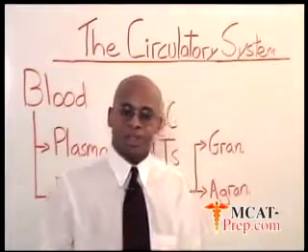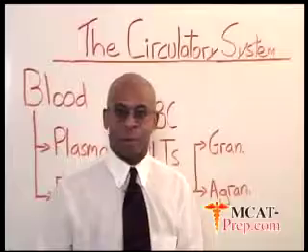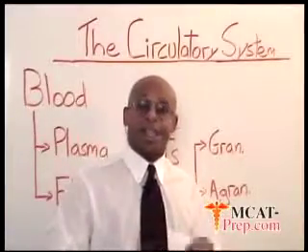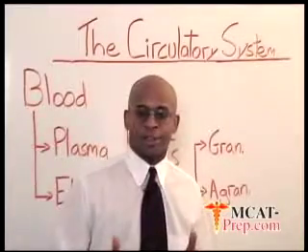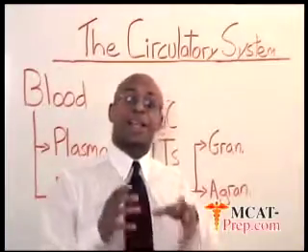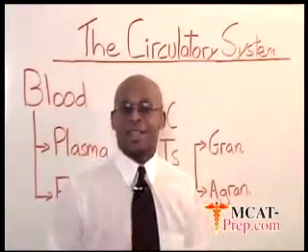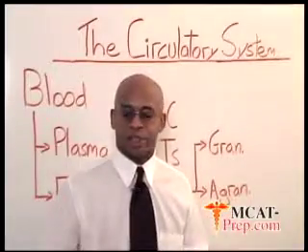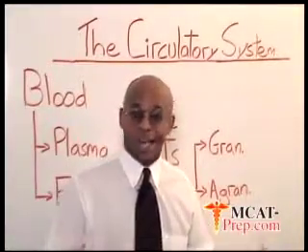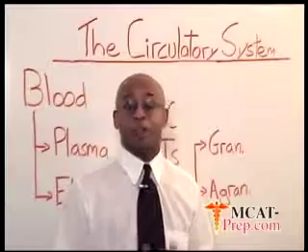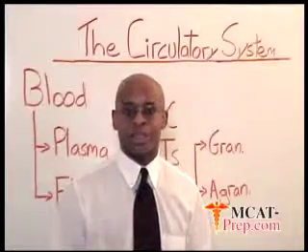Phagocytosis literally means cell eating. So a monocyte is in the circulatory system, and it is a cell that can eat other cells, specifically bacteria and cells that are causing infection. Of course, it can also attack viruses, but we know that viruses are not really cells.